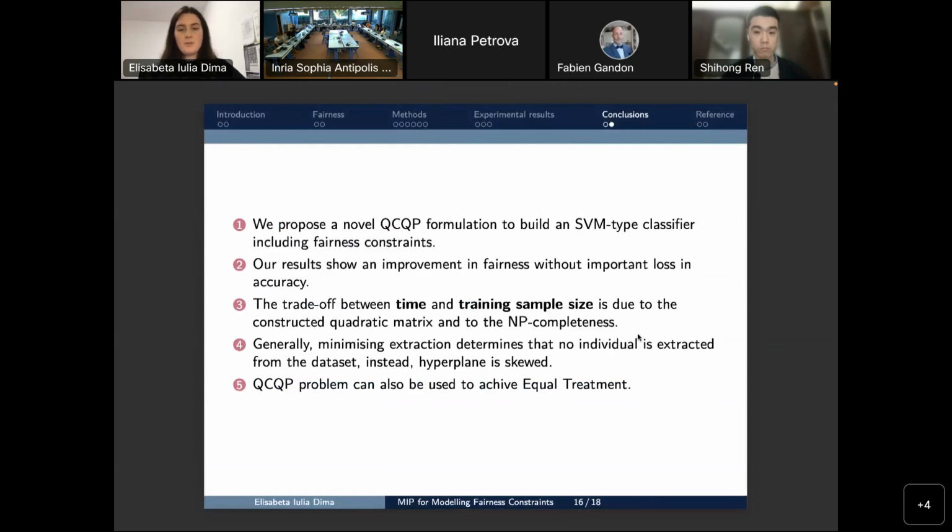And we think that we can also use our solution for other branches of fairness, for example, equal treatment, which is very similar to the equal opportunity constraint. Instead, it is representing that the true negative rates are equal among groups.